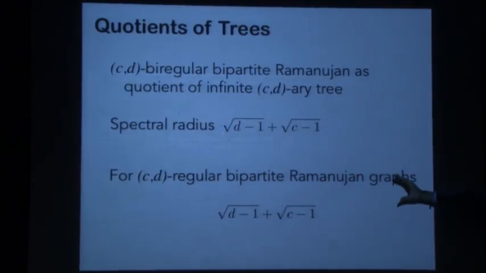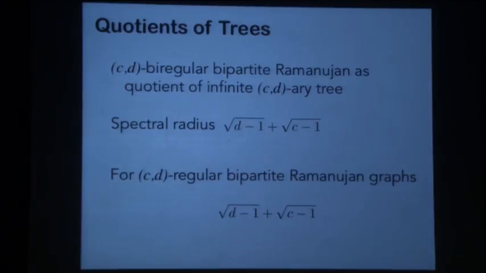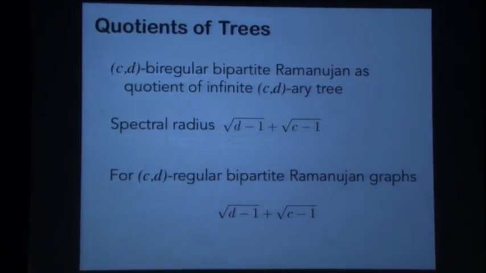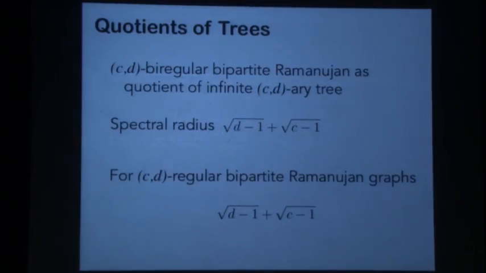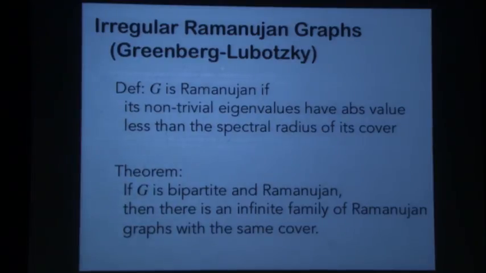And they just pump through the exact same machinery. And you see, okay, there is an infinite family for every c and d of c,d biregular Ramanujan graphs, so all your eigenvalues will be at most that. Lubotsky asked us to point out that you can even make more irregular Ramanujan graphs.